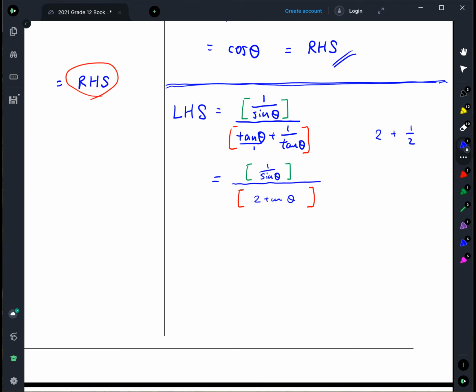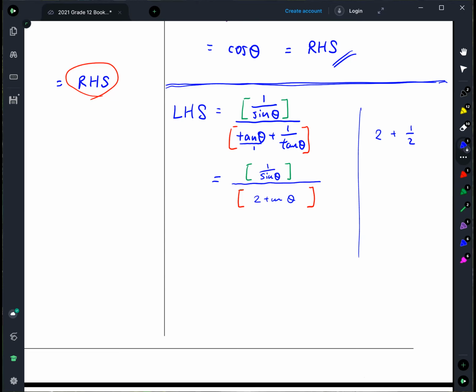Do you need any help with them? Yeah. Okay, then let's go over the right hand side. Okay, 2 plus 1 over 2. How do you add them? 5 over 2. How do you get 5 over 2? Well, I need steps. Oh, convert 2 to 4 over 2.